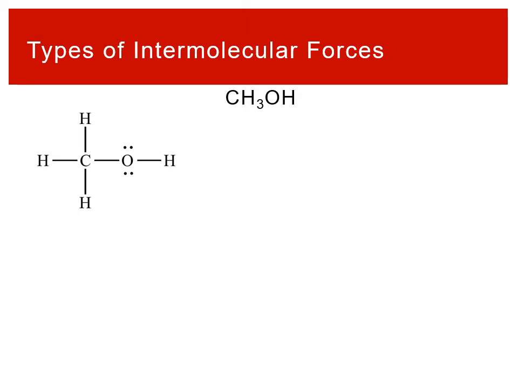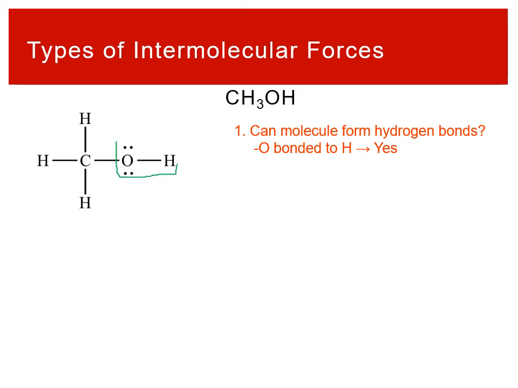CH3OH, we've got the Lewis structure here, comes from the condensed formula. Can this molecule form hydrogen bonds? Yes. The O is bonded to hydrogen. You can definitely form hydrogen bonds on this.